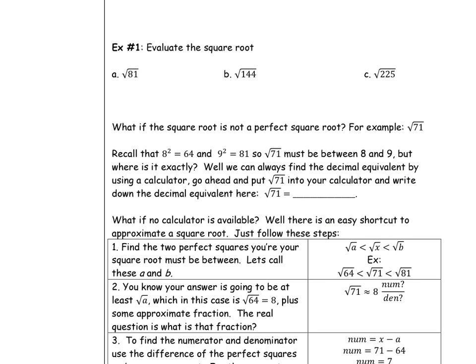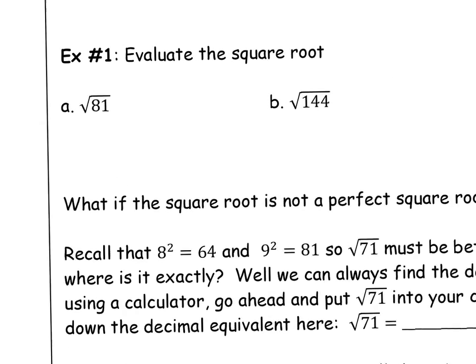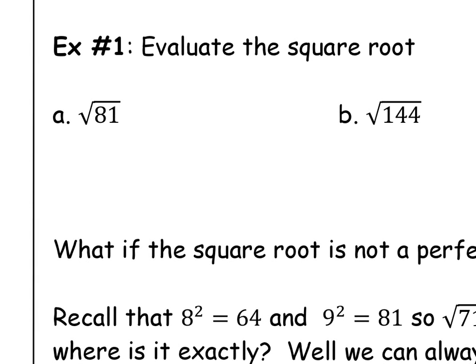Alright, so let's start off by evaluating these perfect square roots. It says evaluate the square root. Well, the square root of 81. Remember that 81 is 9 squared, and the square and the square root are opposite of each other. So the answer to this is 9.